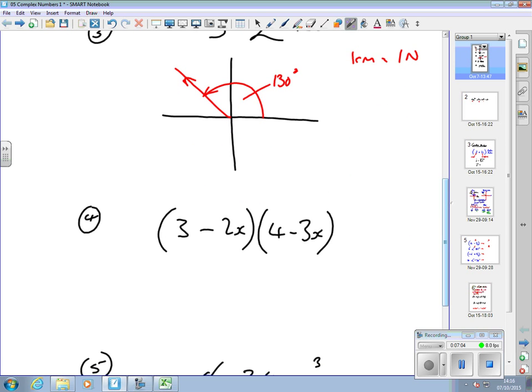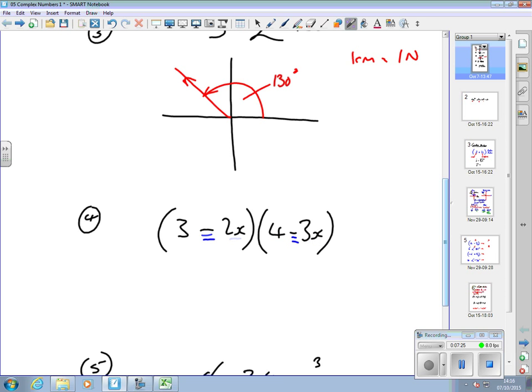Number 4, hopefully you remember you multiply every term in one bracket by every term in the other bracket. So I always start off with the first one and multiply it by every term in the other one, and then go to the second one. And just beware of signs, because a minus times a minus gives a positive.